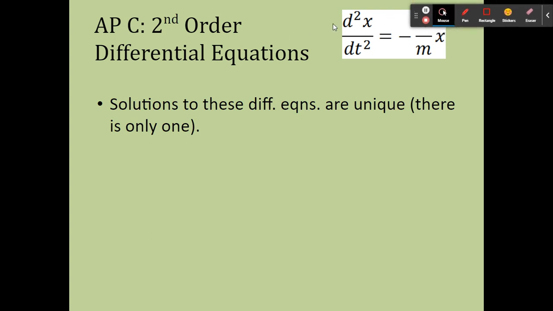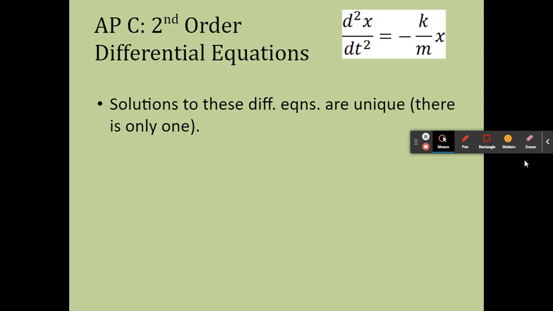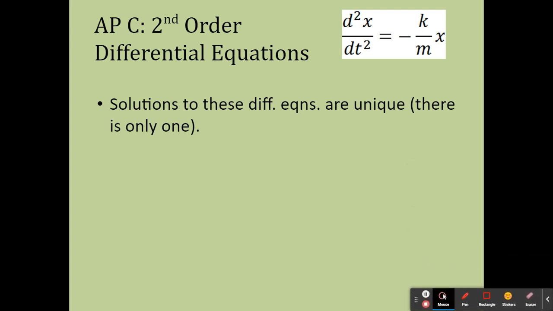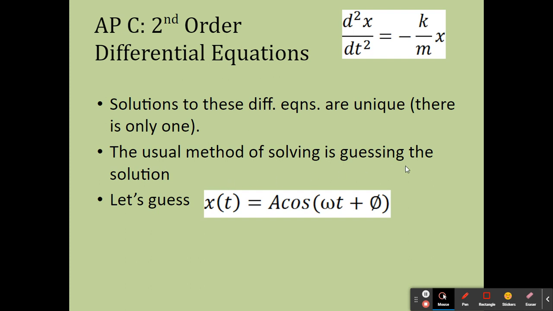All right, so that was our equation up there. I'm going to try and move that somewhere so that it's not quite in the way as much. There we go. So solutions to these differential equations are unique, meaning there's only one. And the usual method of solving them is guess and check. Really, it is, which is amazing. And because we have this equation on our AP sheet that x is equal to a cosine omega t plus b, why don't we guess that one? Because that's probably a safe bet.